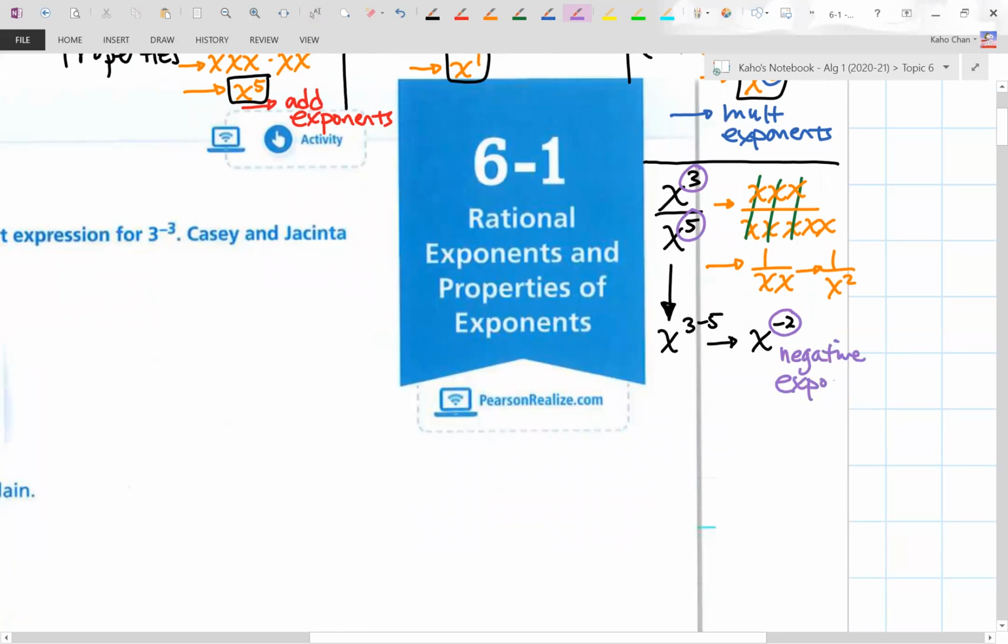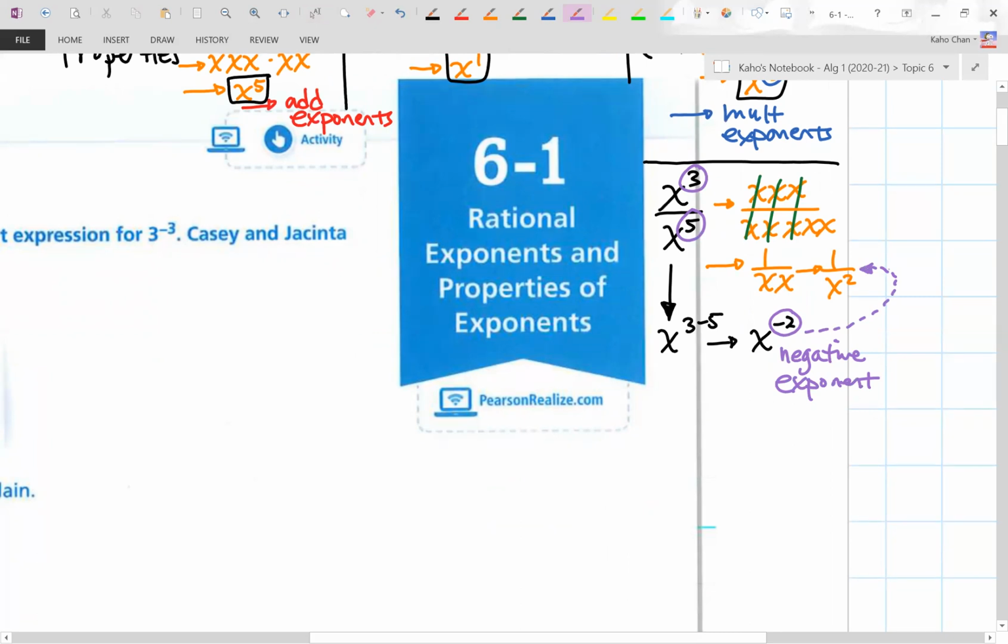Write that down. In math, a negative exponent doesn't mean the answer is negative. It means for you to do something with the base, meaning the variable x. This somehow is the same as that. And that's what you need to think about.